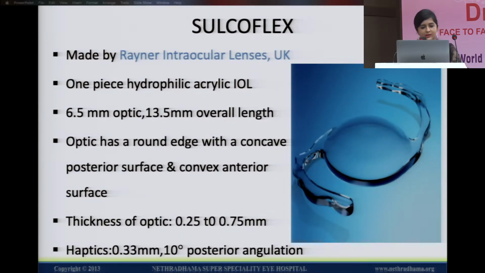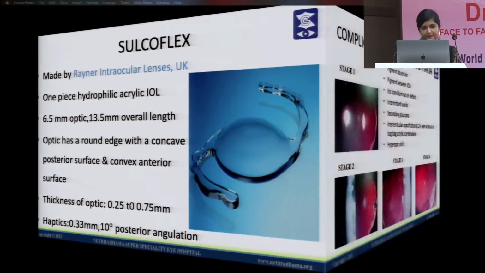Okay, so this is the Sulcoflex lens. This is a single-piece hydrophilic acrylic IOL, 6.5 mm optic. The optic has a round edge. So basically, a square edge optic actually interacts with the iris, causing iritis and pigment dispersion and other issues. So we avoid square-edged IOLs. A round edge IOL is better. And the haptics do have a 10-degree posterior angulation.